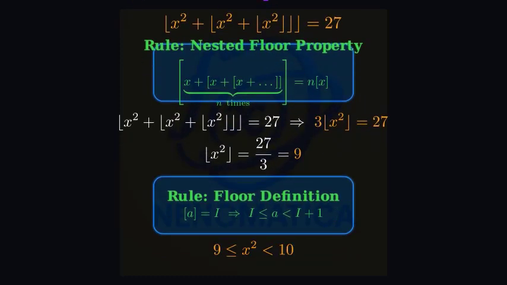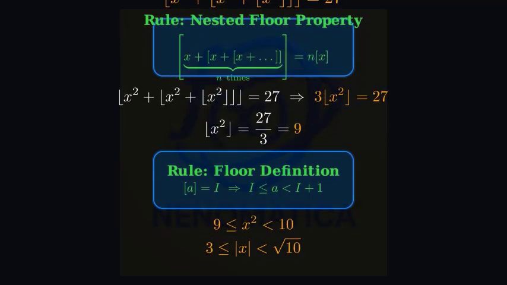Since the floor of x squared is 9, we get the inequality 9 less than or equal to x squared, strictly less than 10. Step 4. Take square roots. The square root of x squared is the absolute value of x. So we obtain 3 less than or equal to the absolute value of x, strictly less than the square root of 10. Step 5. Split the absolute value inequality into 2 intervals.